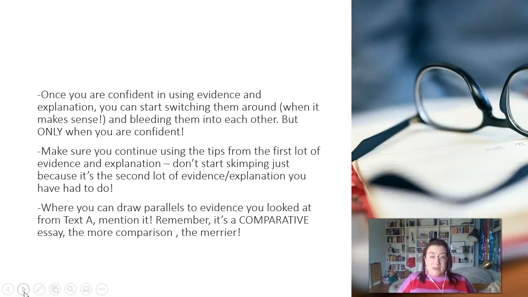Make sure you continue using the tips from the first lot of evidence and explanation. Don't start skimping on your text B evidence just because it's the second lot you've had to do. You've got to do all your evidence justice. There's no point giving evidence if you don't explain it well, because evidence by itself is worth nothing. It's the explanation that really makes it worth something.